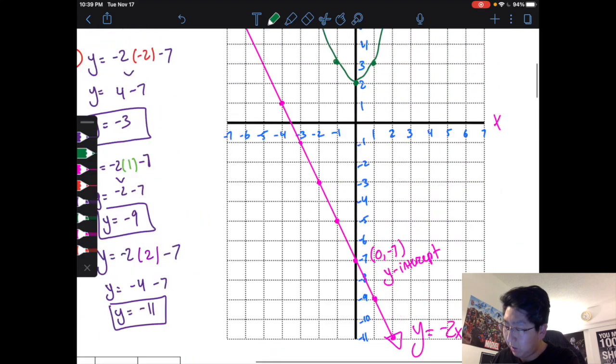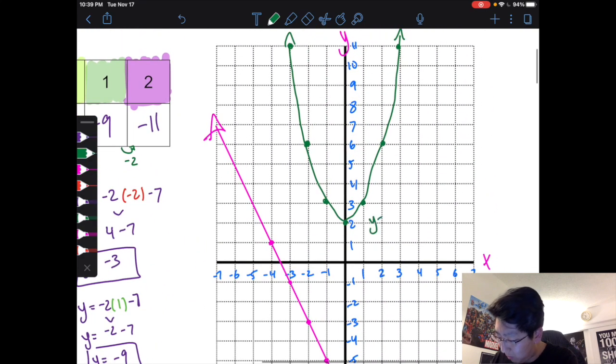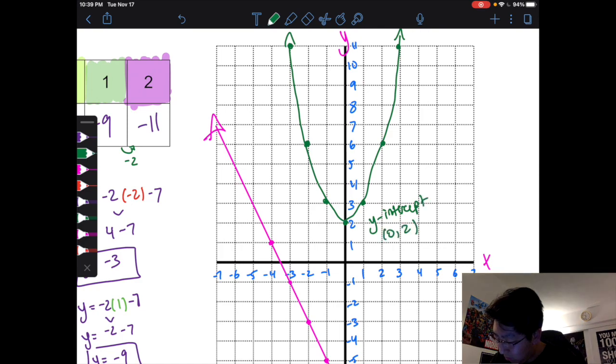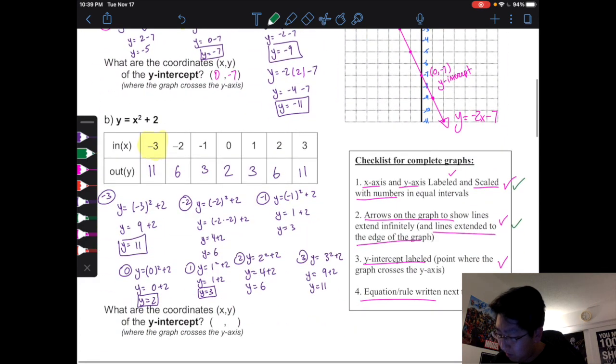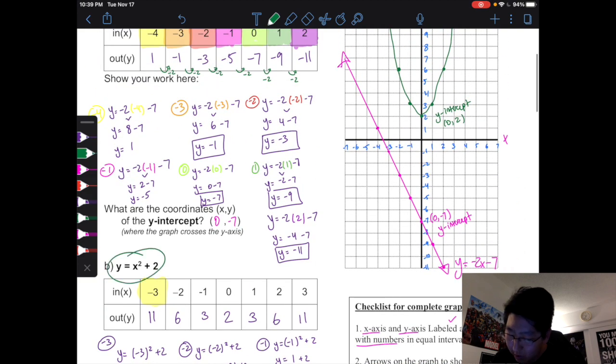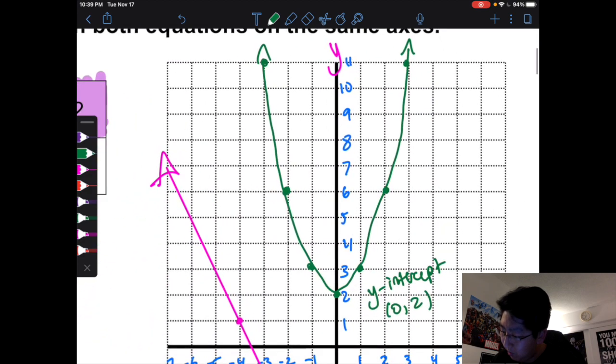We need our y-intercept labeled. So let's go ahead and label this our y-intercept. And it's at (0, 2). Check. And then the equation, y equals x squared plus 2.